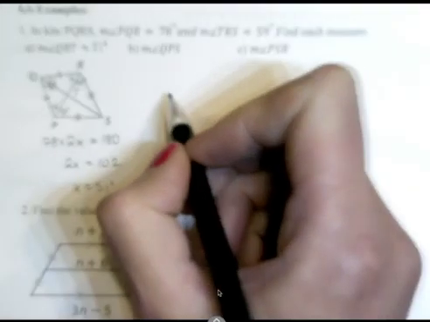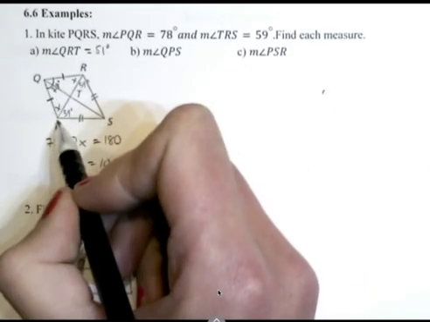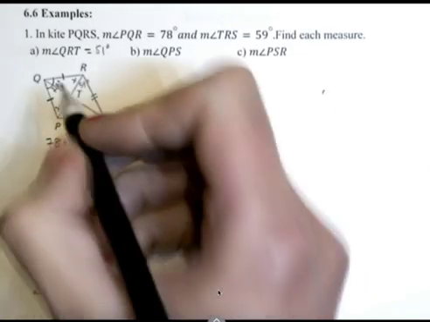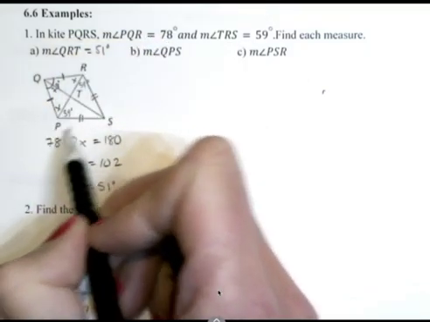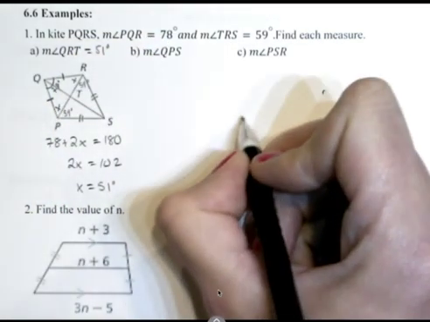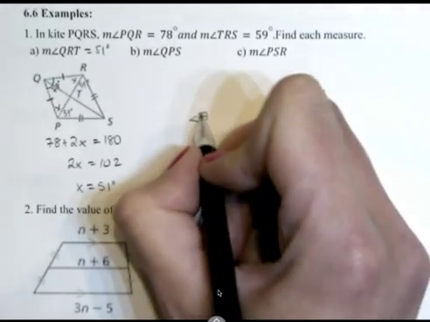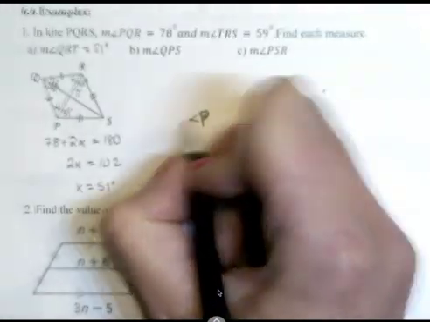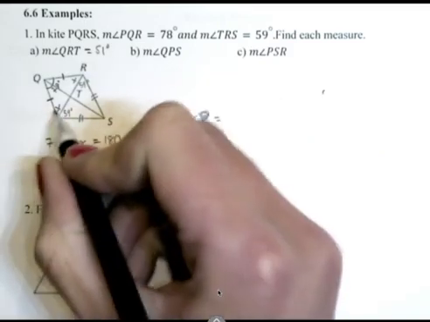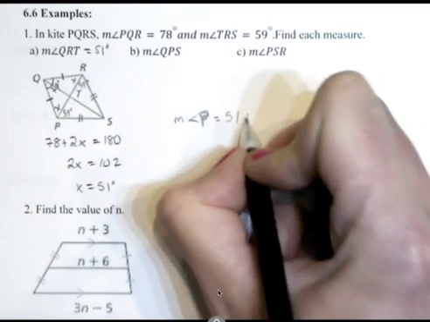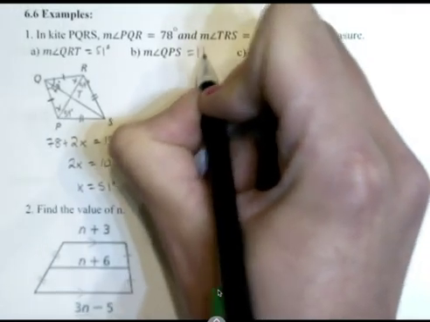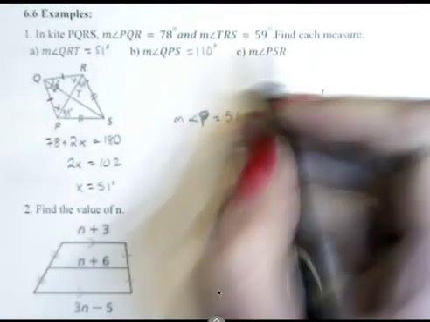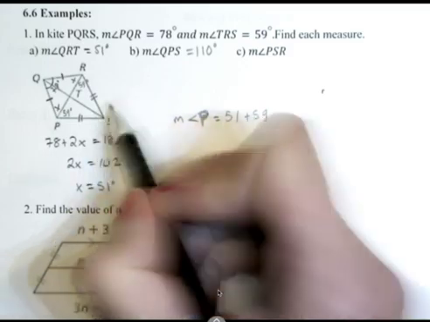Okay, QPS. We just found x is 51, so now QPS is that big angle P. I'm just going to say angle P, oh sorry, that's supposed to be a P, not a B. The measure of angle P equals just 51 plus 59, which is 110 degrees.